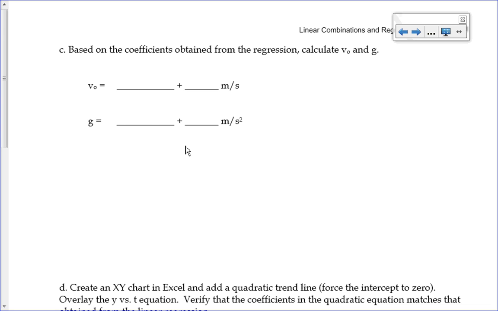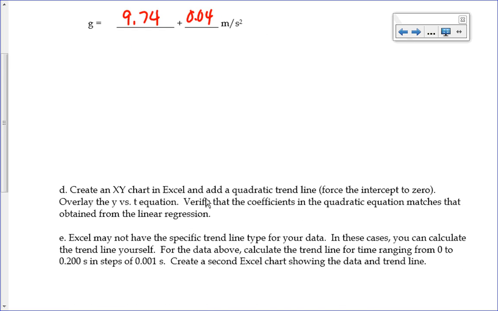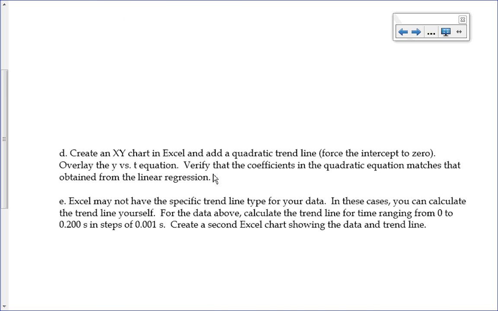All right. So, we just did this right here. So what was our v naught? Plus or minus 0.003, and our g is 9.74 plus or minus 0.04. Okay. Now let's verify this relationship. Let's create an XY chart in Excel, and let's add a quadratic trend line to that.